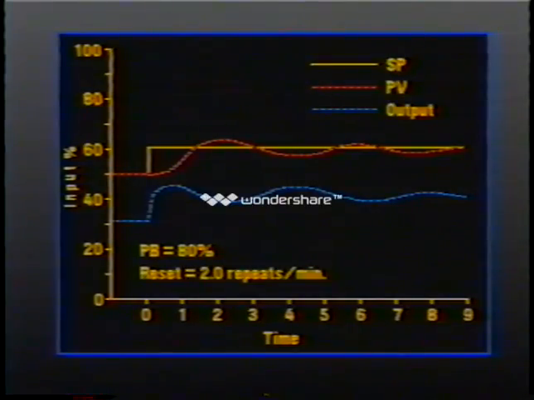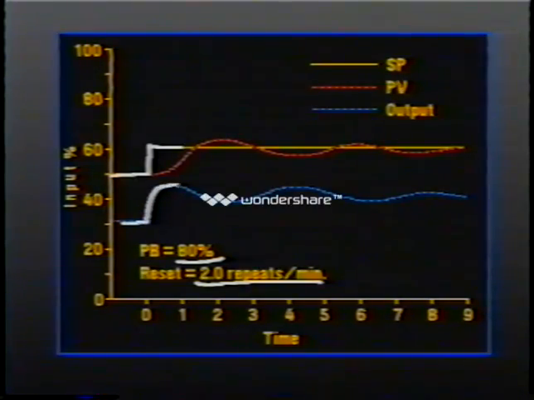This illustration shows a proportional band setting of 80% and a slow reset of 2 repeats per minute. The step change in input was 10%, so proportional action should cause an increase in output of 12.5%. Since there is a continuing error, the proportional action is repeated until the process variable is brought up to the level of the new set point, where it gradually reaches a new steady state.